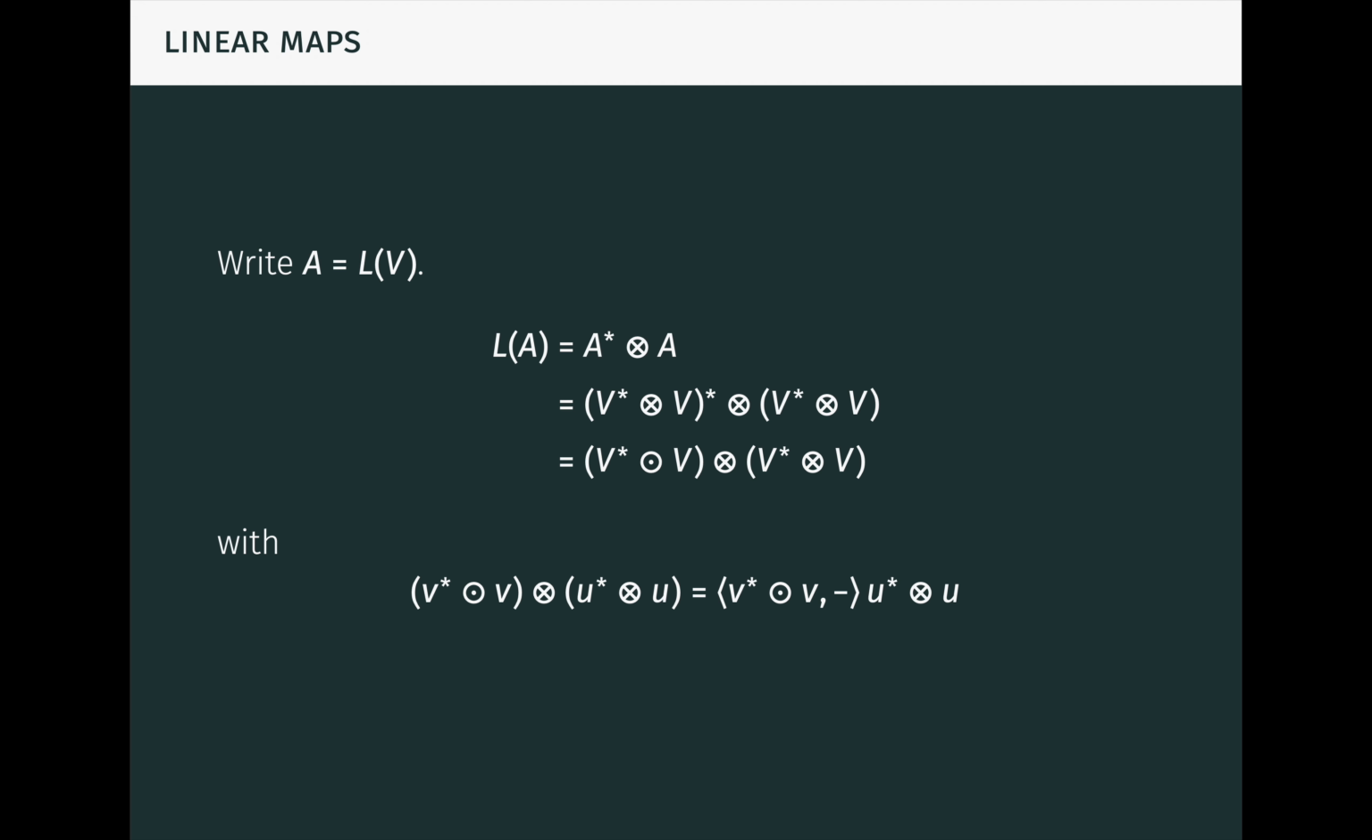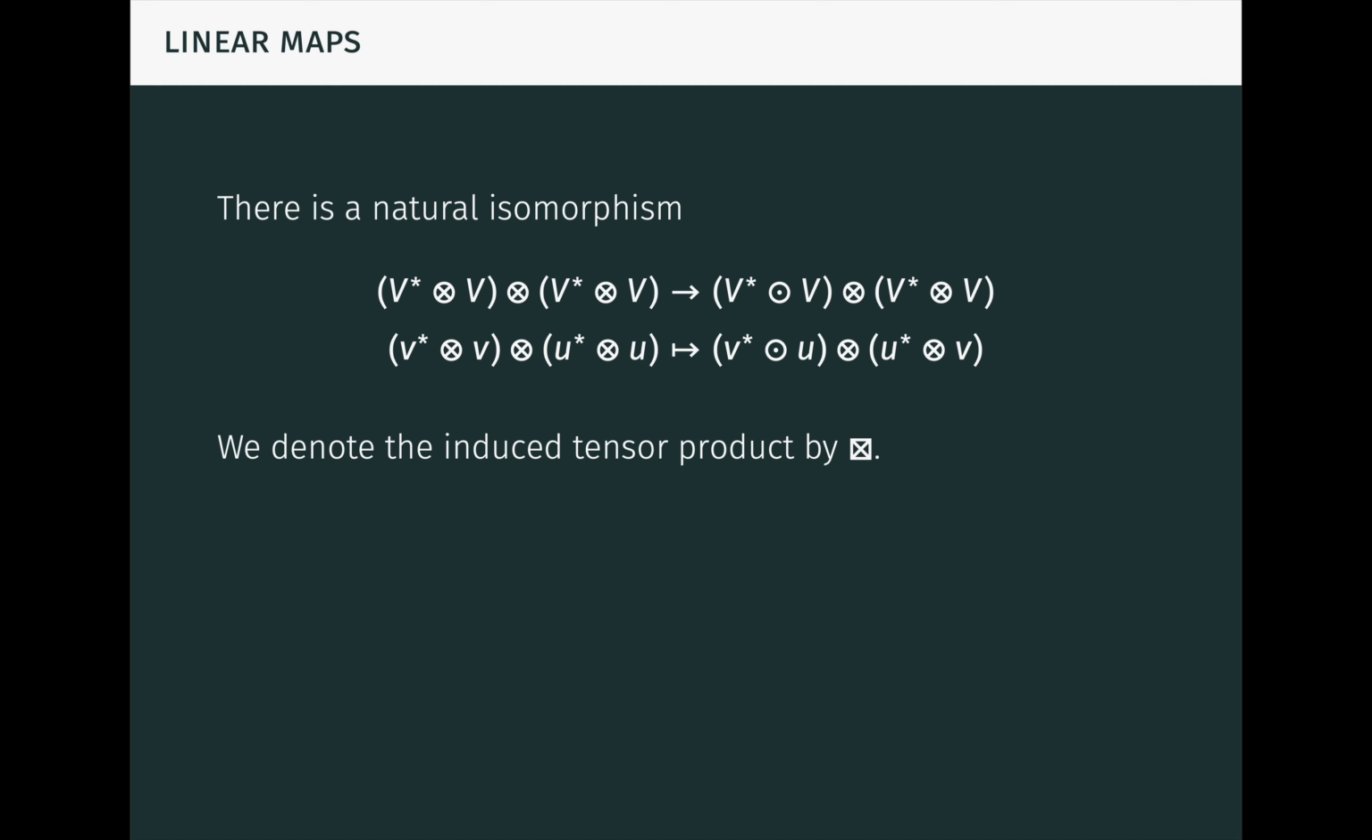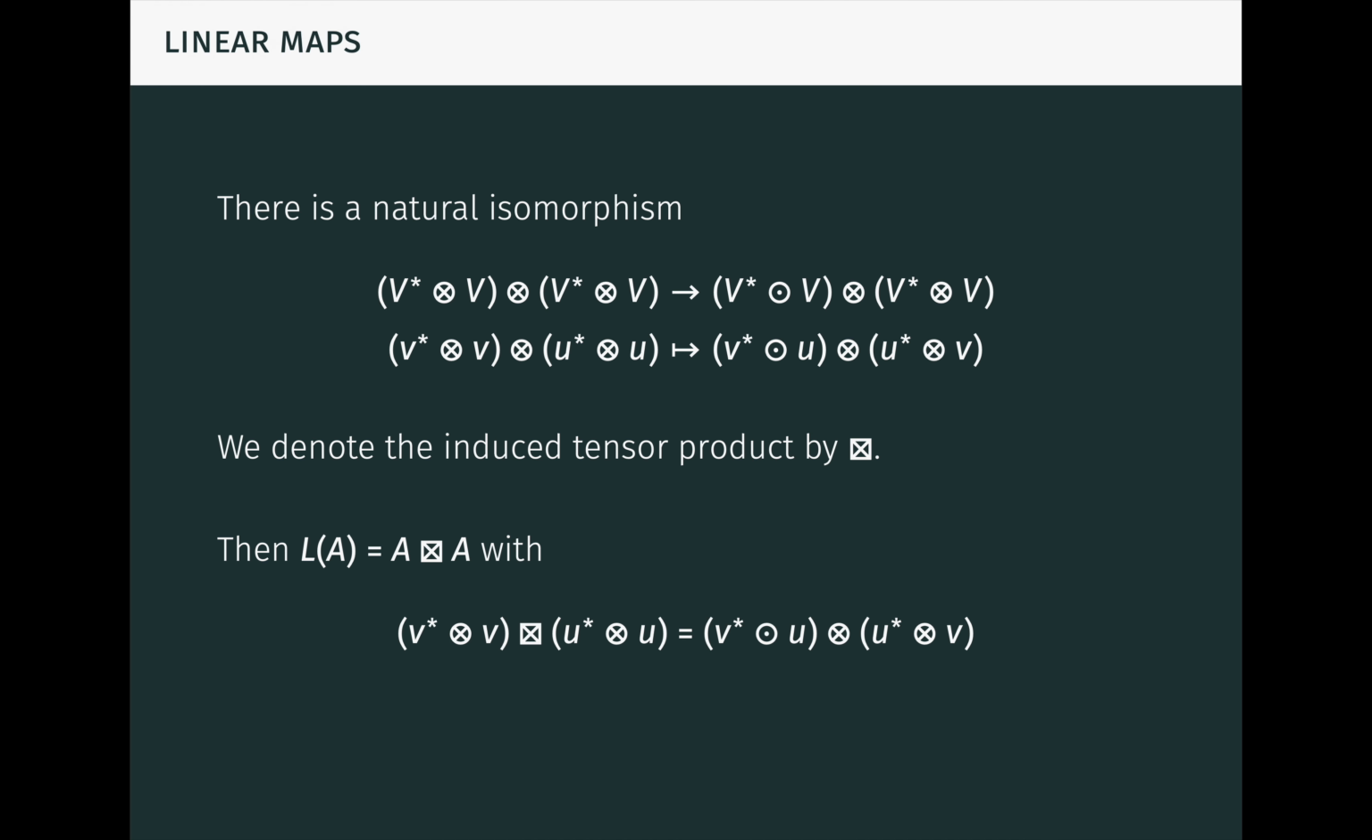Now, it's totally possible to study LA directly using this tensor product. However, for our purposes, it's more convenient to use a slightly different one. I'll first define it and then explain what it does. By the universal property, there's a natural isomorphism between the tensor product spaces seen here, which maps decomposable tensors like this. Notice the isomorphism just swaps the vectors u and v, that's all. We write the induced tensor product with a square to distinguish it, but still use the word tensor. It follows that LA can be taken to be a tensor A, with the new tensor product of decomposables defined like this.